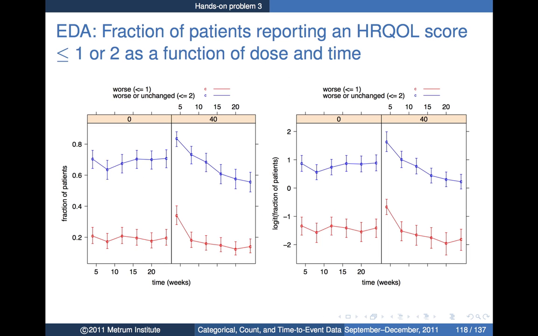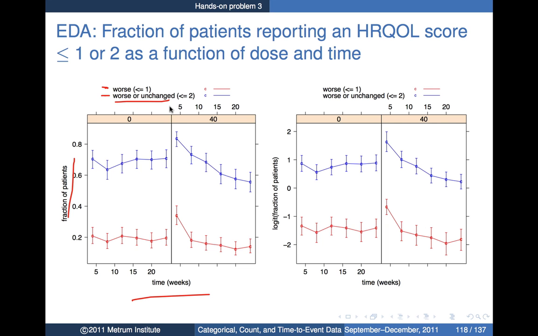And this is just looking at the same data in a slightly different way. On the left-hand pair of panels here, we're looking again at fraction of patients per time, but now instead of looking at the fraction at each score, we're looking at it as cumulative scores. So we're looking at those patients who are worse. So that's the group where it's less than or equal to 1. Well, it's actually 1 because there is no score less than 1 here since we're numbering 1, 2, 3. And then we have less than or equal to 2, so that's the combination of people worse or unchanged.